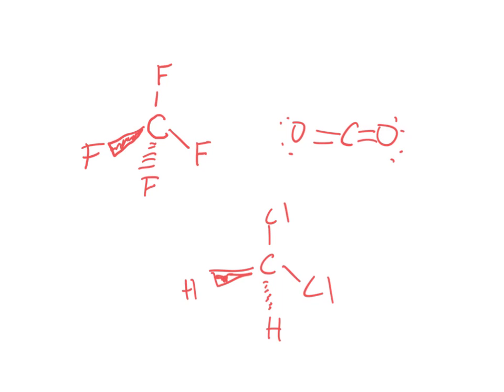So I have three different compounds here. I've got one that you're going to find out is called tetrafluoromethane. We have carbon dioxide, which you should already recognize, and then we have dichloromethane. For each of these, we're going to discuss a little bit about their shapes, the angles, whether or not it's polar or non-polar, and things like that.